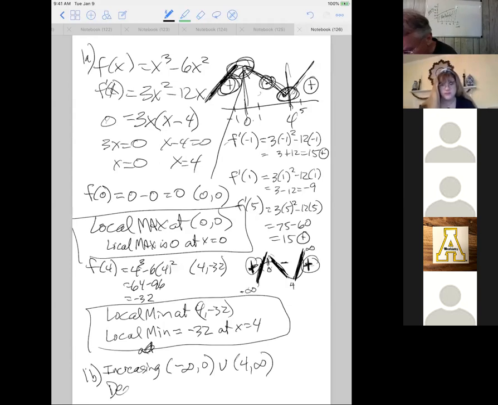And decreasing intervals in between. It's going from here to here, both open again. Got to be open because it's not increasing or decreasing at the endpoints.